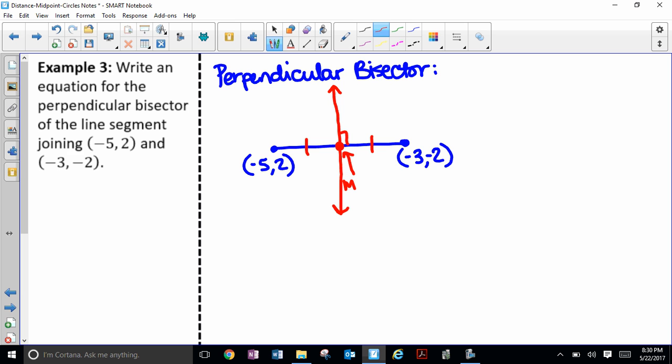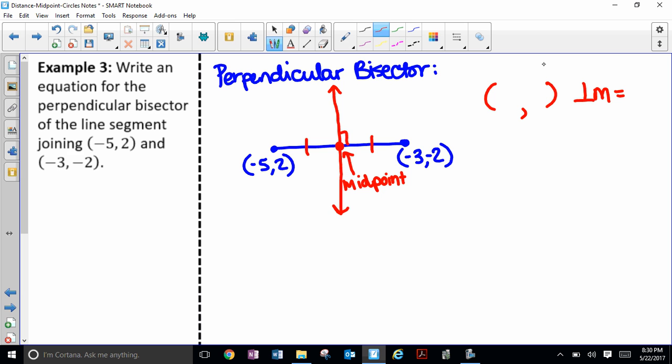Has to be the midpoint, because the midpoint is the point that divides the segment into 2 equal halves. So we need to find the midpoint because our line in red has to go through this point. Whatever that point is, it has to go through that point, and we have to figure out what the perpendicular slope is to this segment. So the upside down T represents perpendicular.